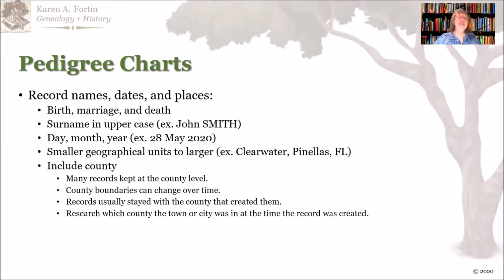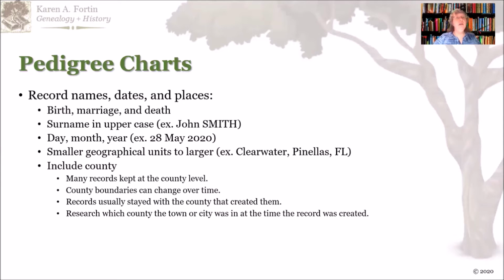Locations are also entered in a certain format, from the smallest geographical unit to the largest. For example, the city or town, the county, the state, and if need be, the country. This can be used no matter what country by following the pattern of the smallest geographical unit to the largest. And don't forget to include the county or its equivalent from another country. This is because many records are created and kept at the county level. But keep in mind that county boundaries may change over time.